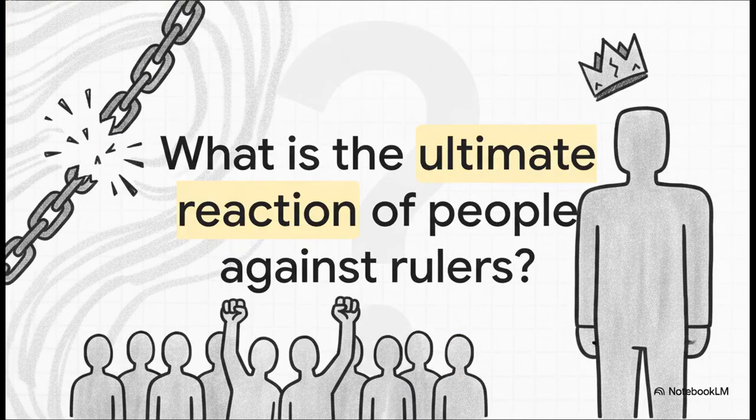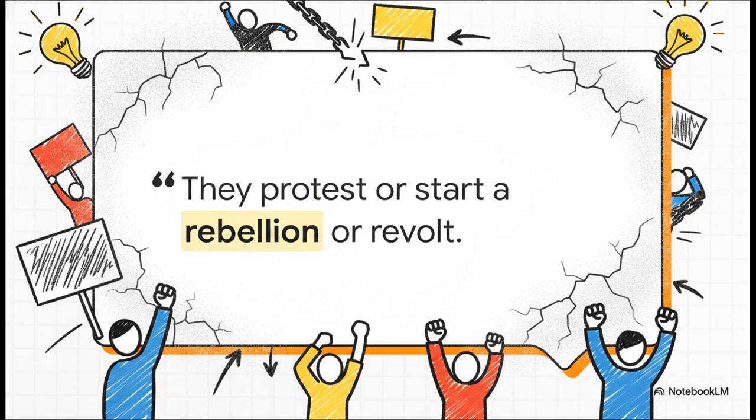Now here is the absolute crucial psychological pivot point. The teacher asks, when people are oppressed and treated poorly for 100 years, what is the ultimate reaction of the people against the rulers? The teacher steps away from specific Indian history for just a brief second to ask for a universal human reaction to oppression. And this brilliantly illustrates the power of this method.